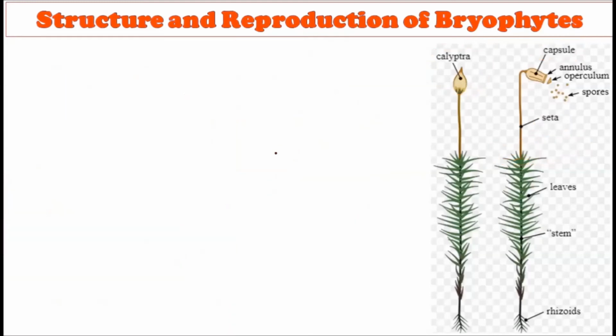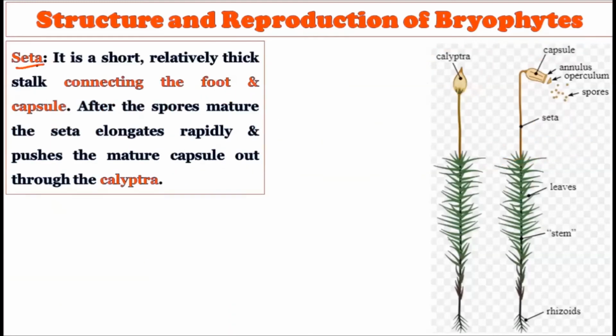Now consider the next structure, that is the seta. How is the seta? This elongated portion is considered the seta. It is a relatively short and thick stalk. It is thick in nature and relatively short, and it connects the foot and the capsule. Of course, the foot is there, and the foot and the capsule are connected by this seta.